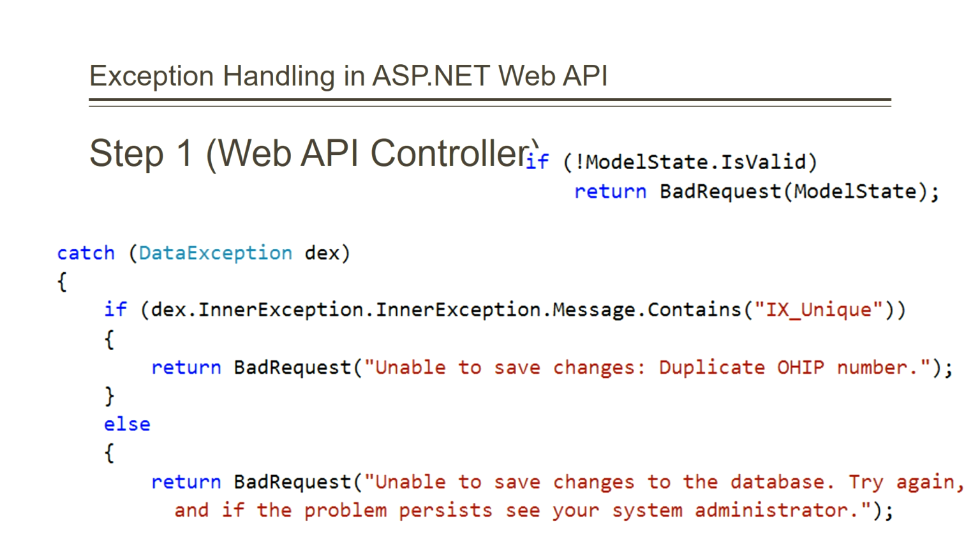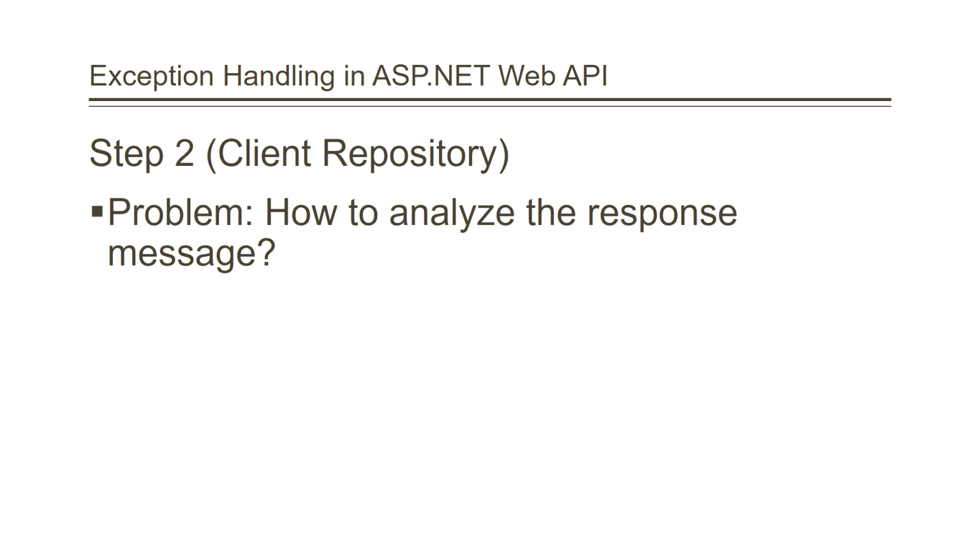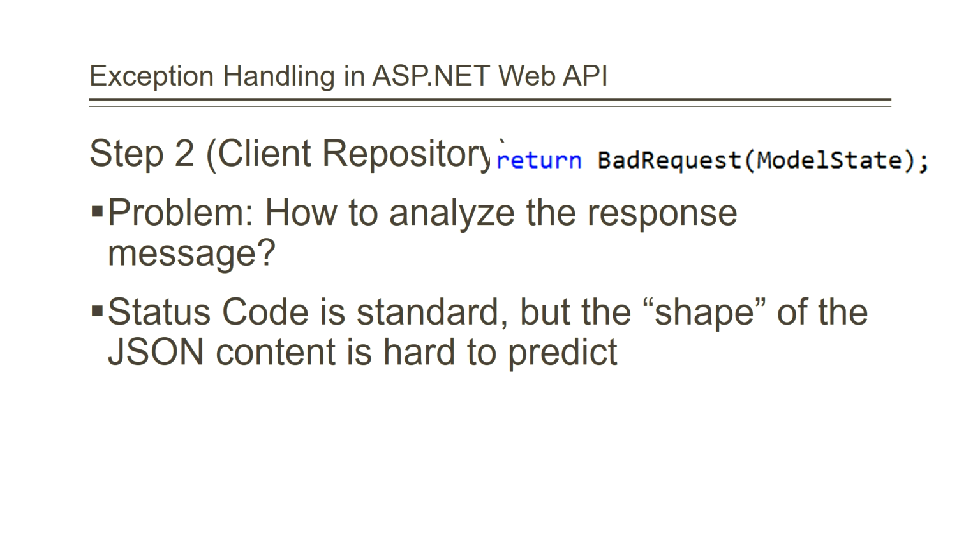So let's switch to the client now and talk about what we can do here. In the repository, how to analyze the response message is certainly a challenge. So we have something like this. We get this bad request status code, and the model state is bundled in the content of the response. How do we analyze it? Well, if we look carefully, we'll see that the content is in JSON format.